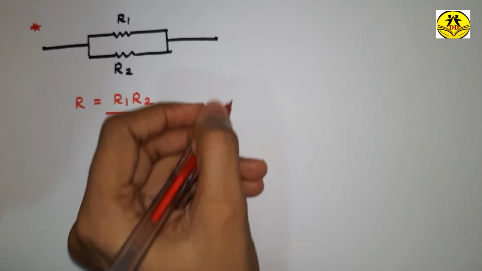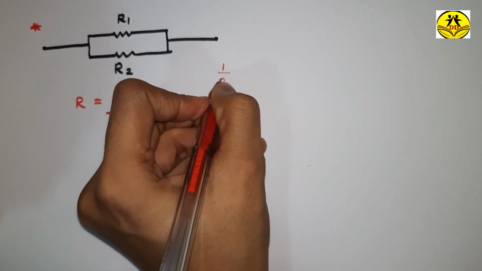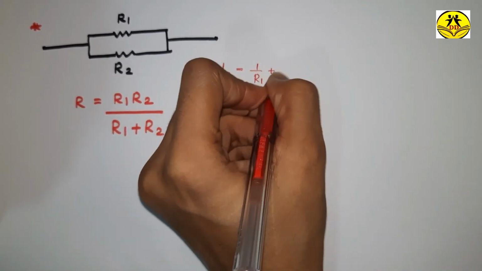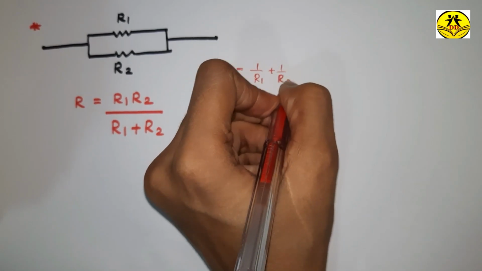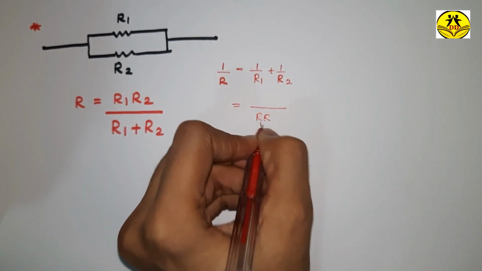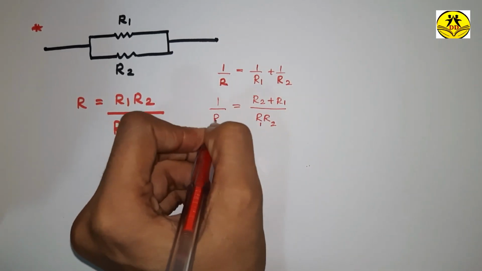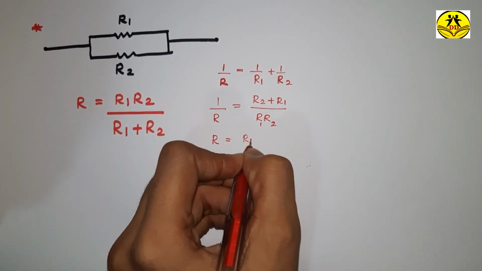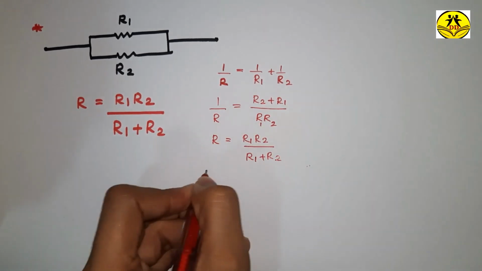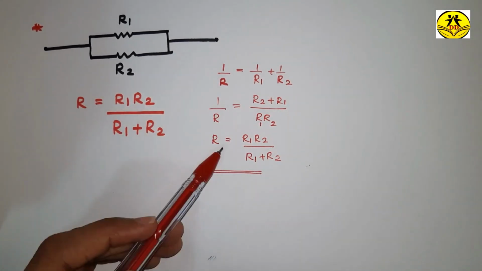So if I show you how it comes, from the above relationship, equivalent resistance R equals 1 over R1 plus 1 over R2. So this can be written as R1 plus R2 over R1 R2. So then you get R equals R1 R2 over R1 plus R2. Same thing. So you derive this from that relationship.